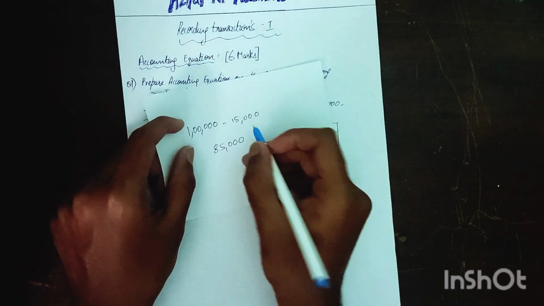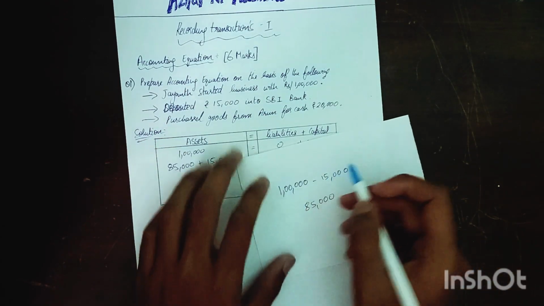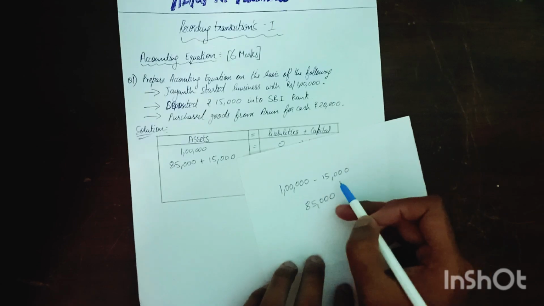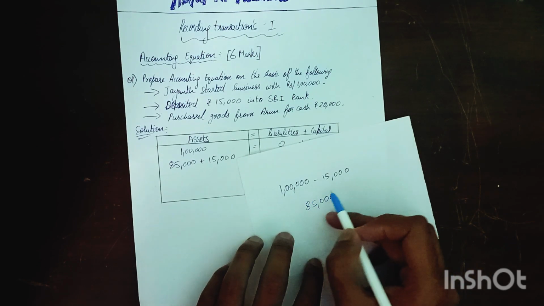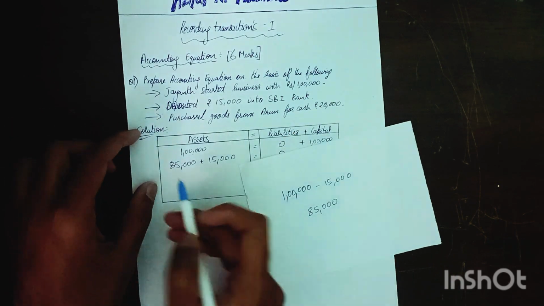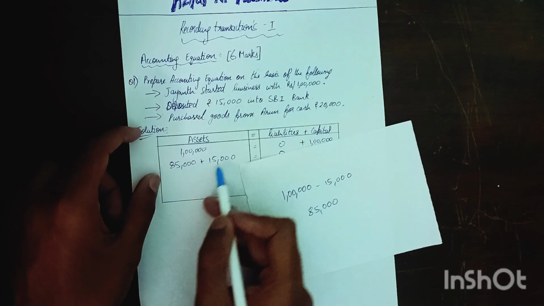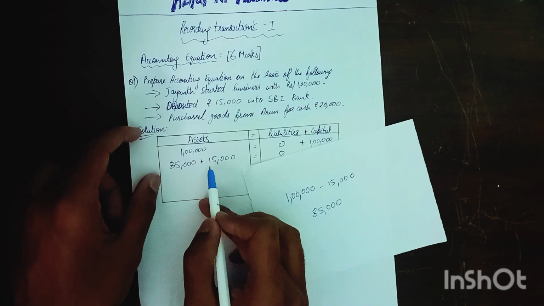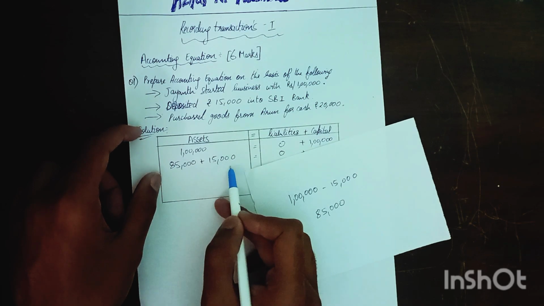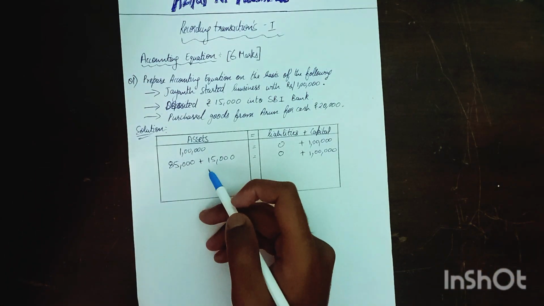Why did we subtract 15,000 from 1 lakh? Because 15,000 is our money that we are going to put into the bank. So we subtracted 15,000 from the cash we had, and 85,000 is left from the cash we had. The 15,000 is the amount that we deposited into the bank. Let us go to the next one.